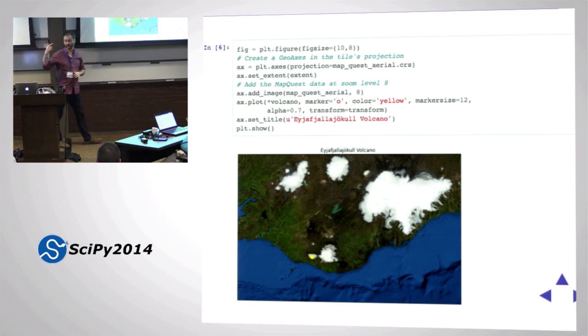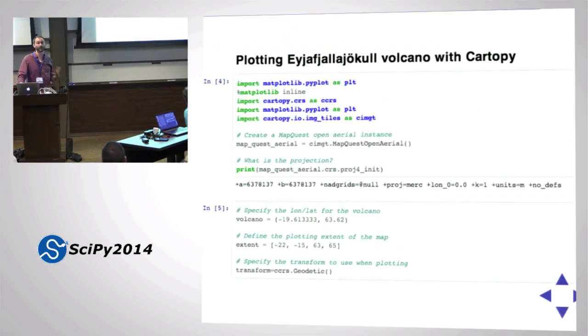This example I took from the CartoPy website. In the example on the website, it actually shows you how to add a label for the volcano, but that's more complicated than necessary because you've got to create a transform for text and all sorts of stuff. So for the purposes of what we're doing right now, we don't need to worry about it. But you can go through that example if you want. So there you go. And this is a MapQuest open aerial image, right?